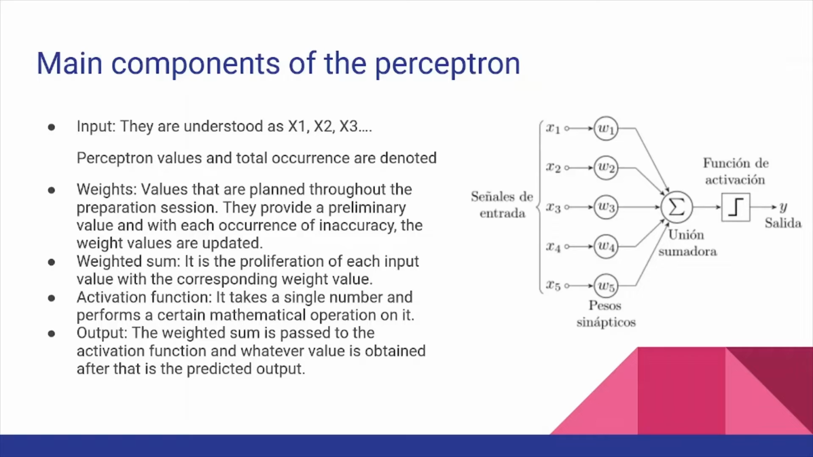Weighted sum. It's a multiplication of each input value with the corresponding weight value. Activation function. It takes a single number and performs a certain mathematical operation on it. Output. The weighted sum is passed to the activation function, and whatever value is obtained after that is the predicted output.